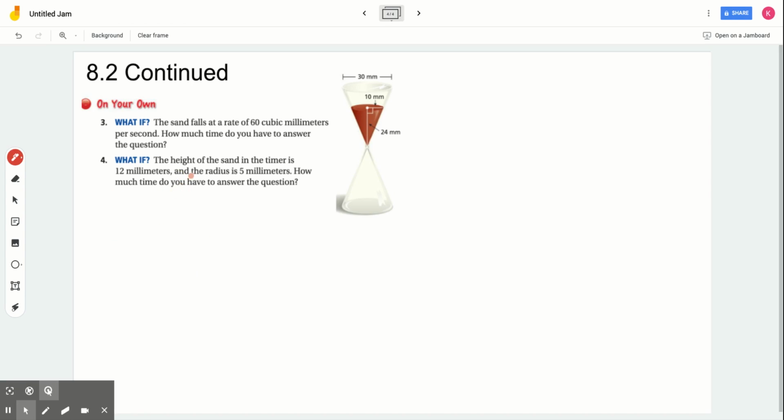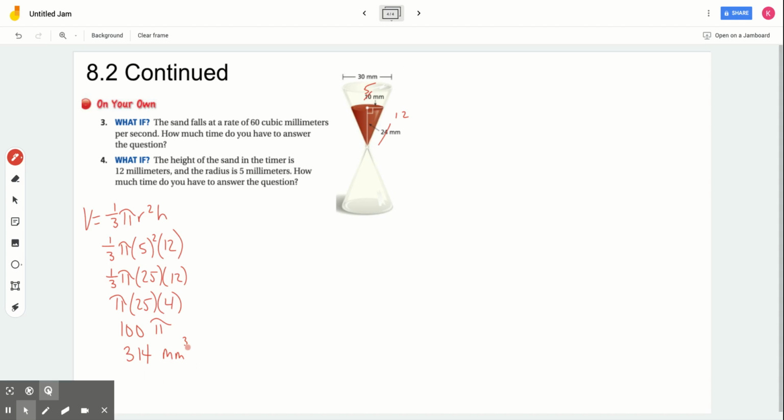For number 4, it says the height of the sand in the timer is 12 millimeters and the radius is 5. How much time do we have to answer the question? So they are changing the dimensions and asking us to solve with the new dimensions. Again, go ahead and try this on your own and then check back with me when you're finished to see if you have the correct answer.